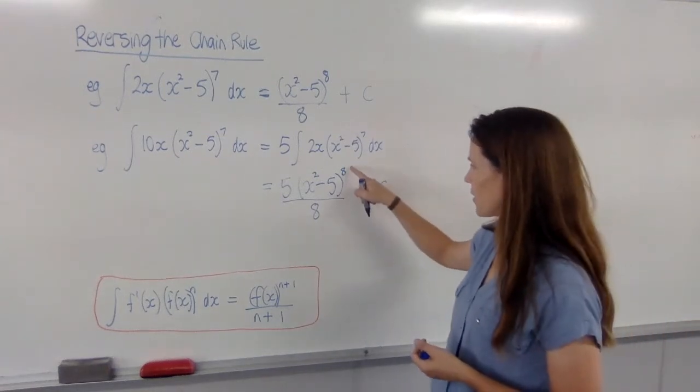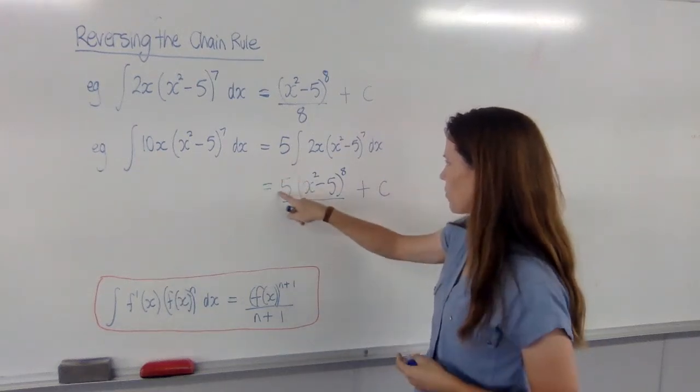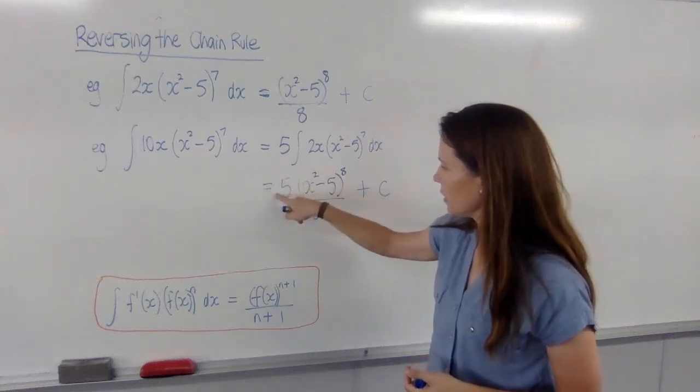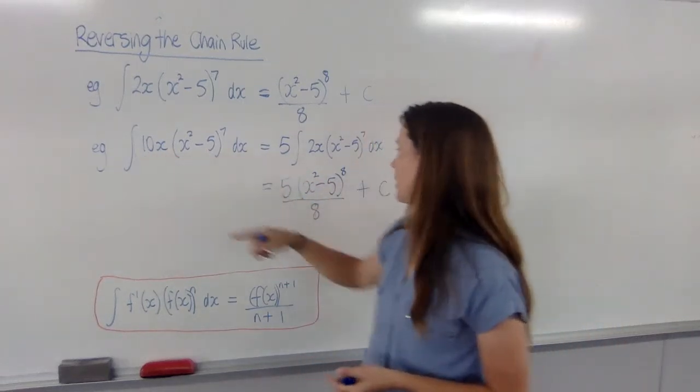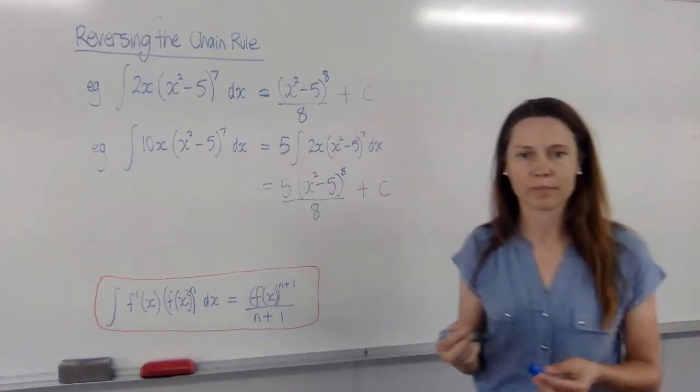If I differentiate this, the 8 will come down the front and cancel, it's gone. The 5 will stay there. I'll need to take 2x out the front. So if there's already a 5 there, that'll give me 10x. Perfect. And the power will drop down by 1, so I've got it right.